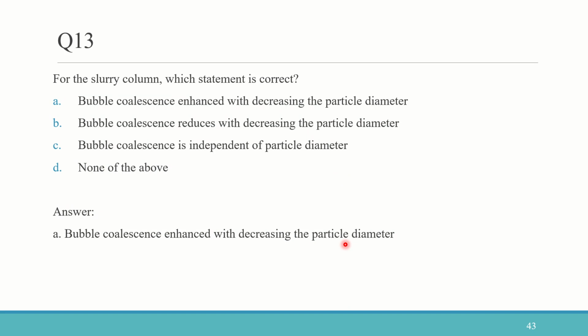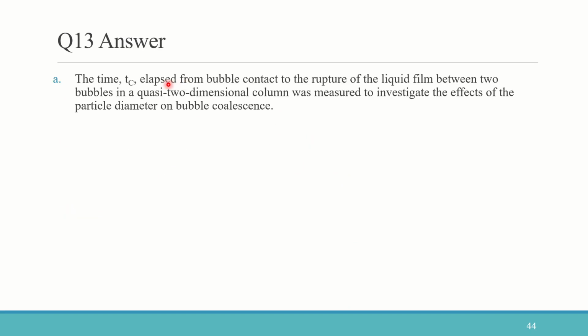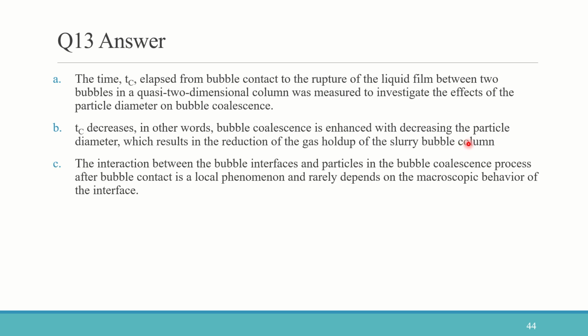Bubble coalescence is enhanced with decreasing particle diameter, because of the same statement: the time Tc elapsed from bubble contact to rupture of the liquid film between two bubbles in a quasi-static, quasi-two-dimensional column was measured to investigate the effects of particle diameter on bubble coalescence. Tc decreases, in other words, bubble coalescence is enhanced with decreasing particle diameter, which results in reduction of gas holdup of the slurry column.